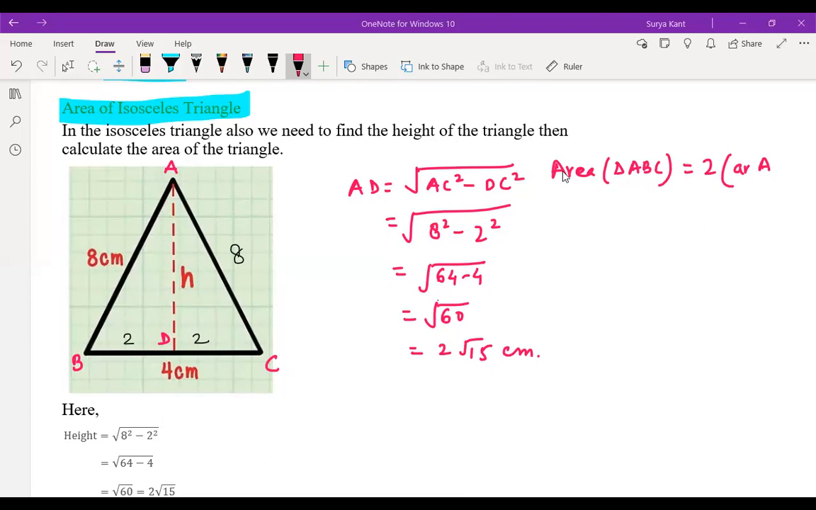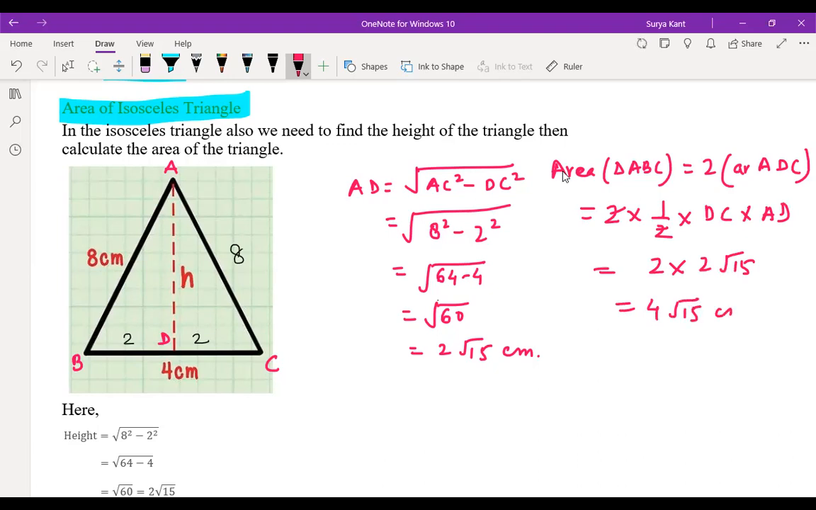So area of triangle ABC is equal to what you can write? Twice the area of triangle ABC, so 2 into half base DC into height AD. So this 2 will get cancelled. We write here DC is equal to what? 2 multiplied by AD, that is 2 root 15. So the answer is 4 root 15.